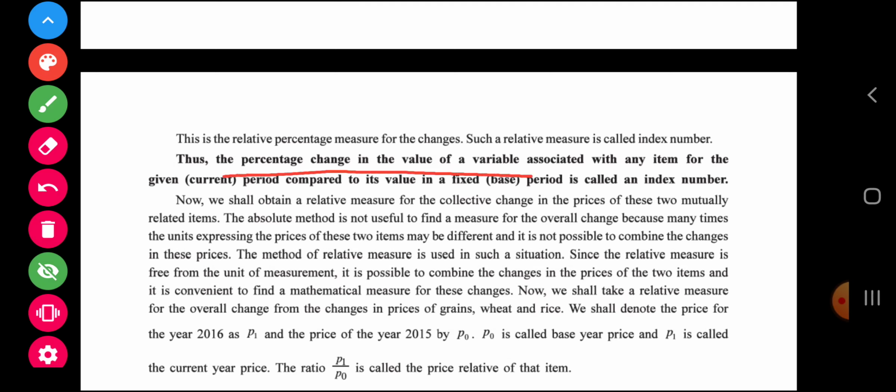Percentage change in the value of a variable associated with any item for a given period compared to its value in the fixed period is called index number. So in index number we are considering two prices. One is called P1 and the second one is called P0. P1 stands for price of current period and P0 stands for price of base period.